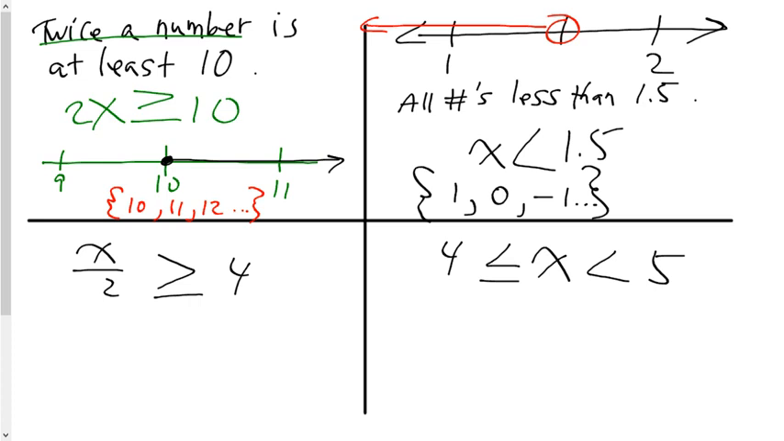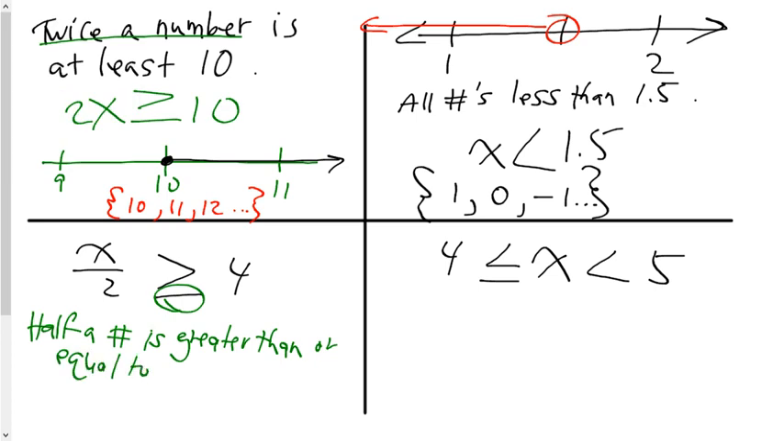For our next one, it says half a number is greater than or equal to 4. That one there means what? Or equal to 4. So half a number is greater than or equal to 4. You could also say a number divided by 2 is greater than or equal to 4. Both are, of course, okay. Can't erase that little circle, but we'll just keep it there.